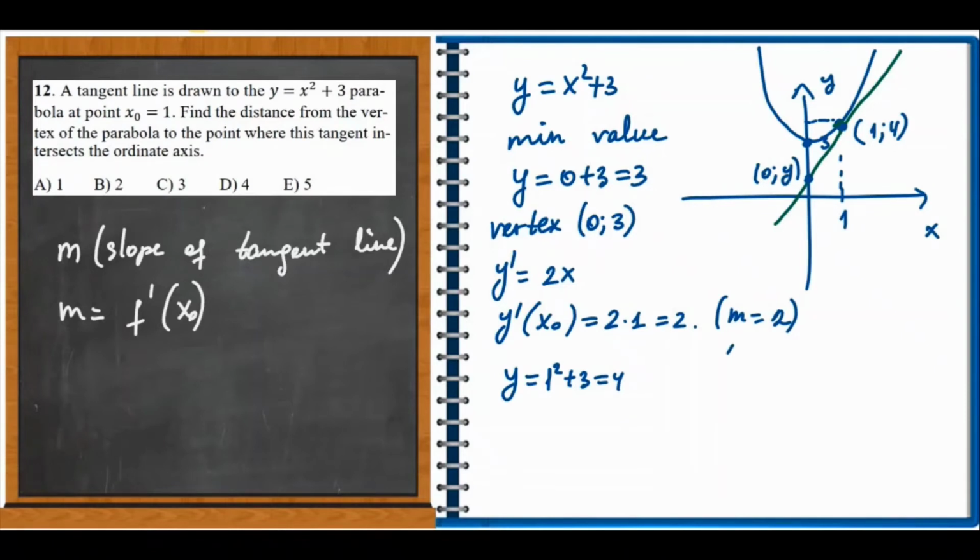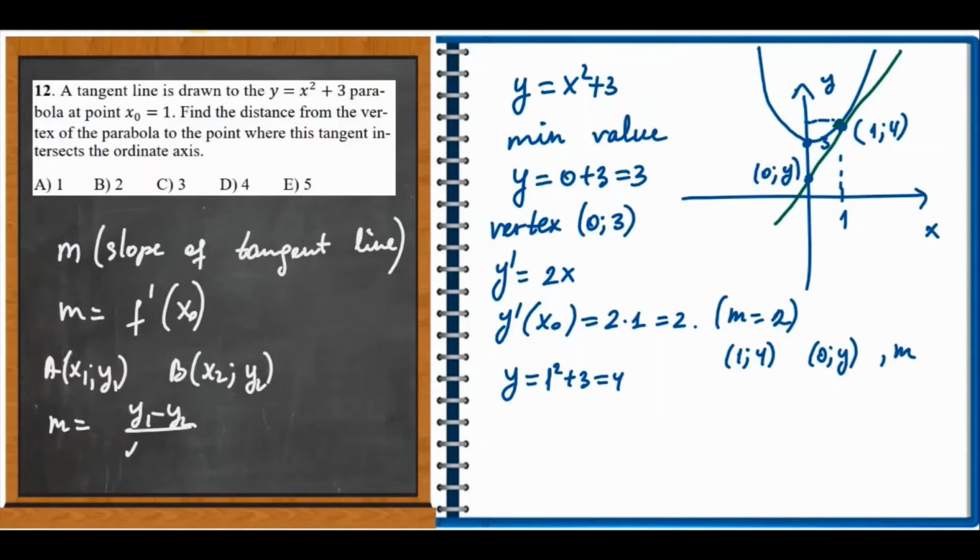Now, when we have 2 points, (1, 4) and (0, y), and the slope, we have a formula for slope. When we have points A (x1, y1) and B (x2, y2), the slope of the AB line will be y1 minus y2 over x1 minus x2. Therefore, we are going to write m, which is 2, is equal to y minus 4 over 0 minus 1. Now we will write y minus 4 is equal to negative 2, y is equal to positive 2.